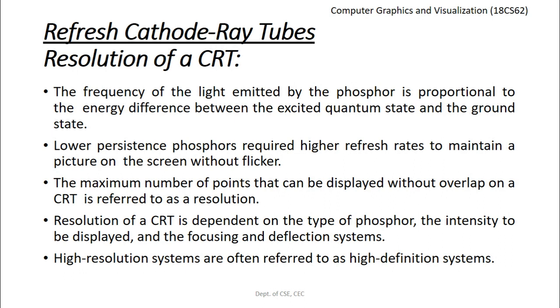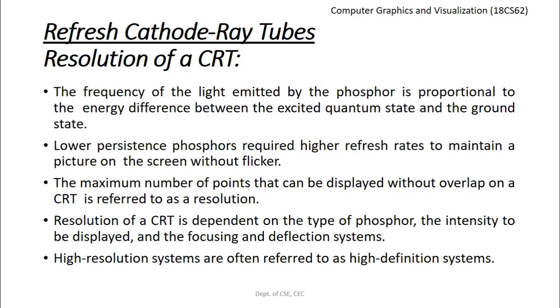What we see on the screen is a combined effect of all the electrons' light emissions, a glowing spot that quickly fades after all the excited phosphor electrons have returned to their ground energy level. The frequency of light emitted by the phosphor is proportional to the energy difference between the excited quantum state and the ground state. Lower persistence phosphors require higher refresh rates to maintain a picture on the screen without flicker.